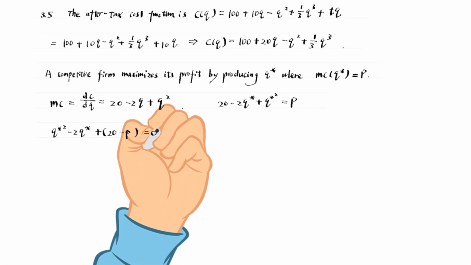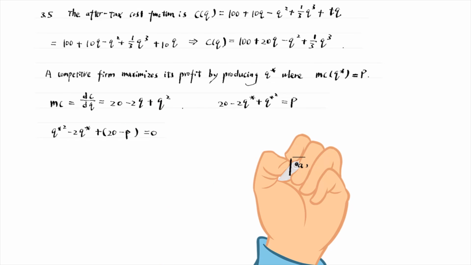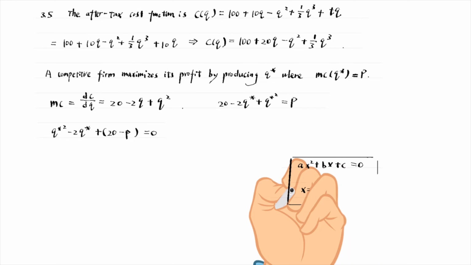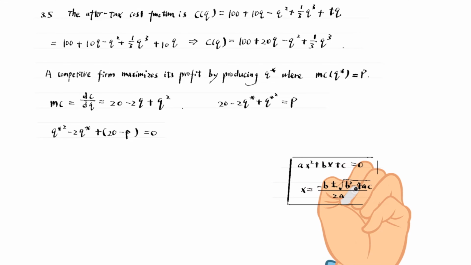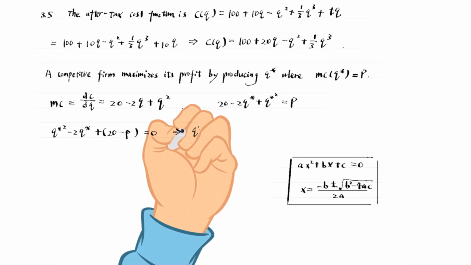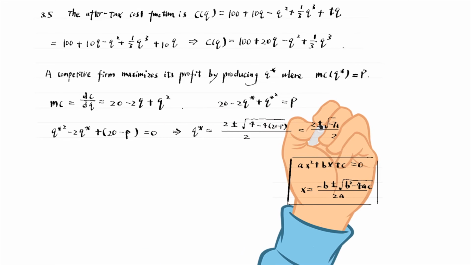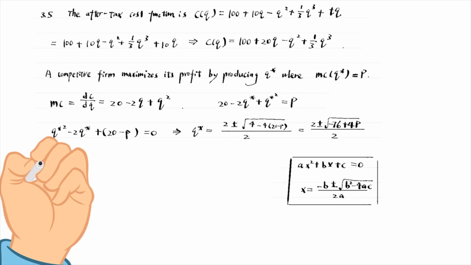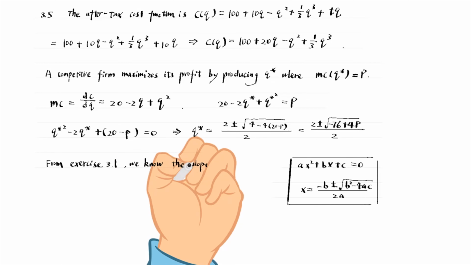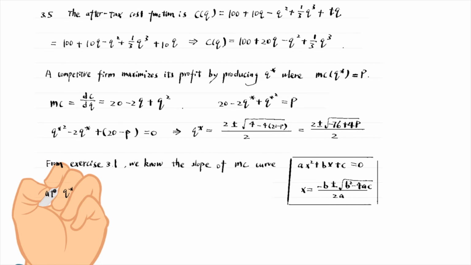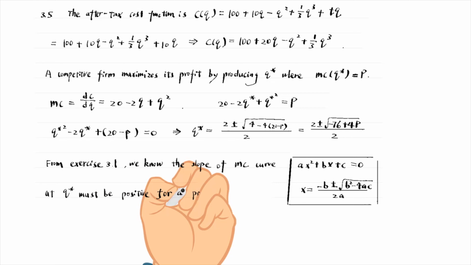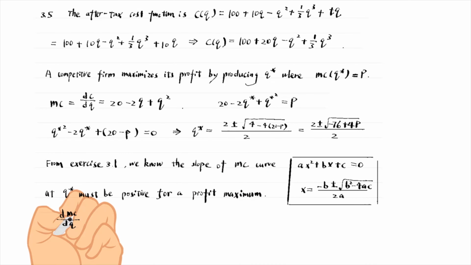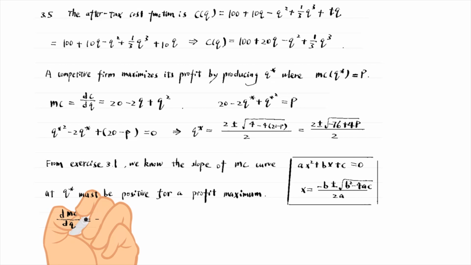It is a quadratic equation. Using the quadratic formula, we can solve for Q star. There are two possible solutions. From exercise 3.1, we know that the slope of the marginal cost curve at Q star must be positive to ensure profit maximization. The slope of the marginal cost curve is dMC over dQ.